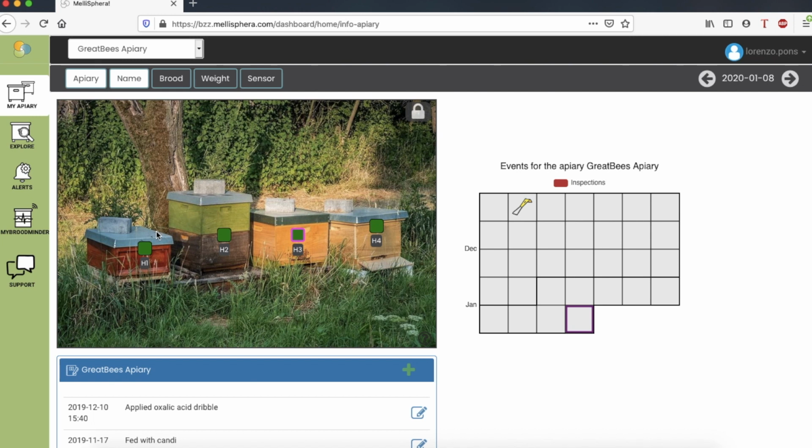Well, it looks like this apiary did a good job the last season, and moreover is doing quite well at this time of the year.